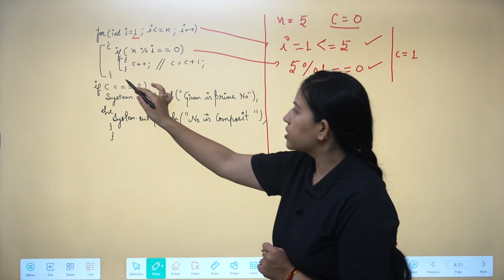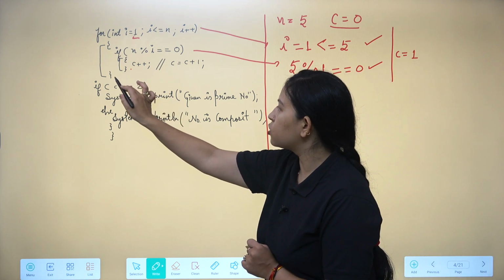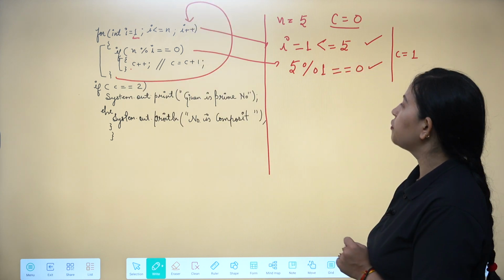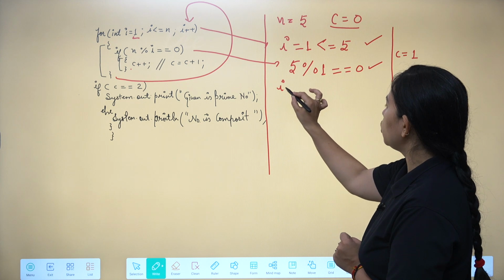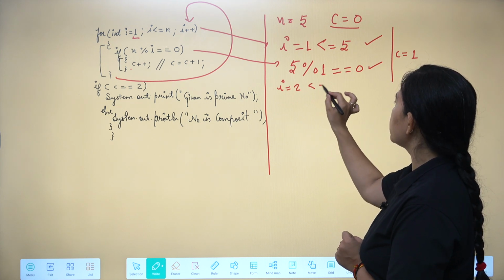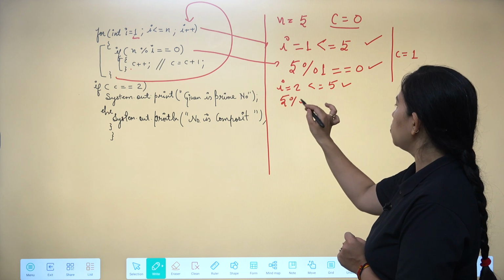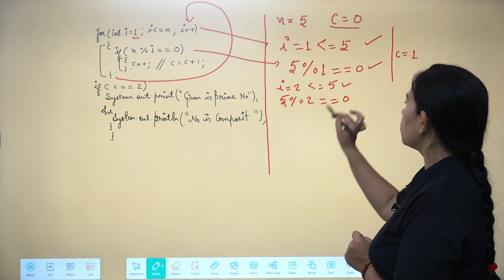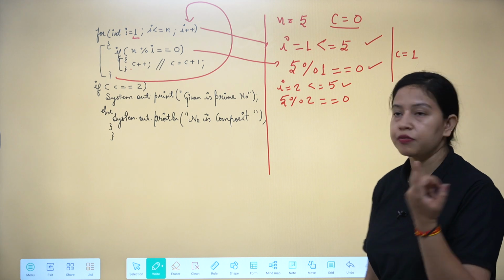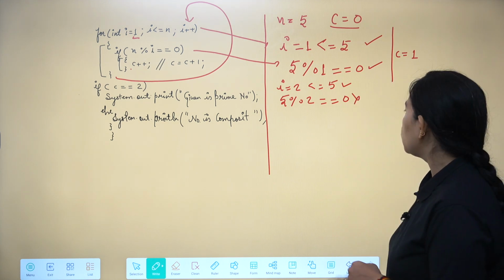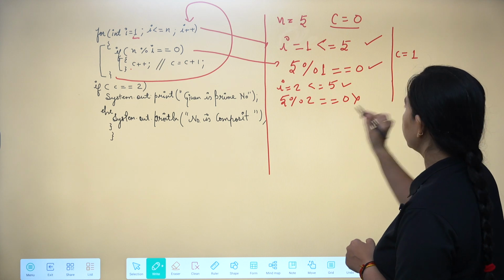So now the value of C, which was initially 0, is updated and becomes 1. Clear? Once you reach here, you have to run again and update the value of I. So I becomes 2. 2 is less than 5, condition is true. This time, does 5 modulus 2 give remainder 0? No, this time it gives 1.